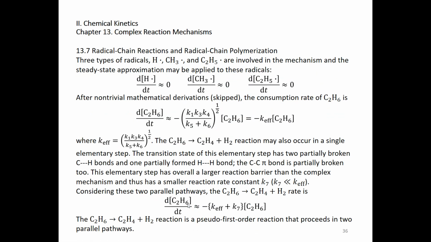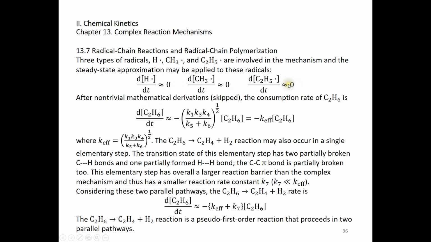There are 3 radicals involved in the thermal decomposition of ethane: the hydrogen radical, the methyl radical, and the ethyl radical. Now we can make the steady-state approximation to these 3 radicals. d[H]/dt is 0, d[CH3]/dt is 0, d[C2H5]/dt is 0. Well, this is just because radicals are often highly unstable. The concentrations of these radicals are often extremely low, and then we can make these approximations.